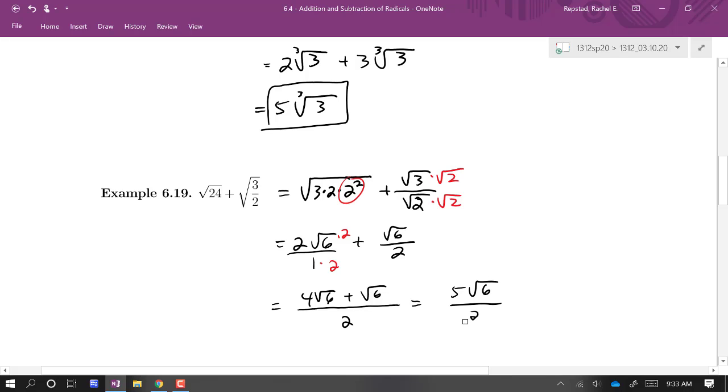I often leave it written like this. Some people like to write it as thinking of a single coefficient. Like in that expression, 5 root 6 over 2, the coefficient of root 6 isn't really 5. It kind of looks like it is. So for that reason, a lot of people choose to write it as 5 halves root 6. Either is fine, as far as I'm concerned.